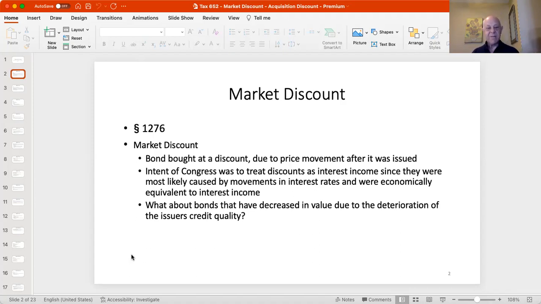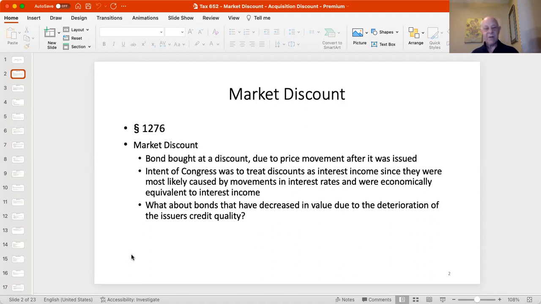Interest rates stay at 5%, but the credit quality of the issuer goes down. So the market value of the bond goes down. Well, unfortunately, those bonds are caught by the market discount rules. And even though that discount really shouldn't be treated as interest income, it is.